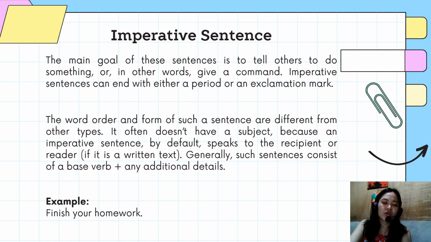Finish your homework. When you read the sentence, class, what have you noticed? Right, it is like a call to action. It encourages the readers to do something, just like when your teacher would tell you, finish your project. So your teacher wants you to do something, and that is to finish the said project.